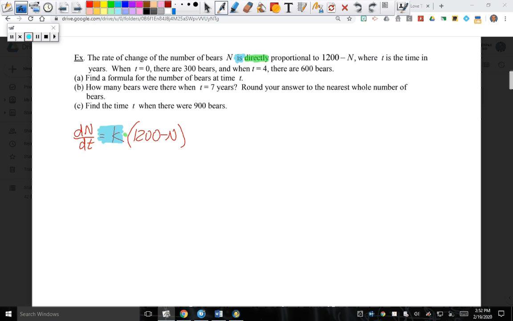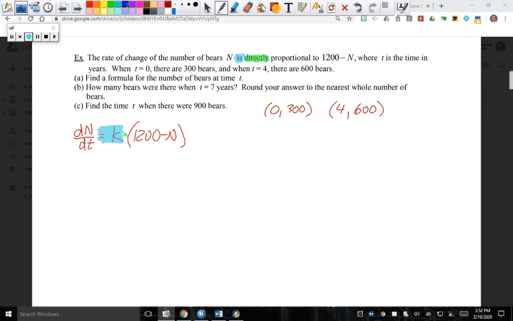Okay, here we go. So when t is 0, there are 300 bears. So already I have that first point. And then whenever t is 4, I have 600 bears. Find a formula for the number of bears at any time t. Okay? What should I do?